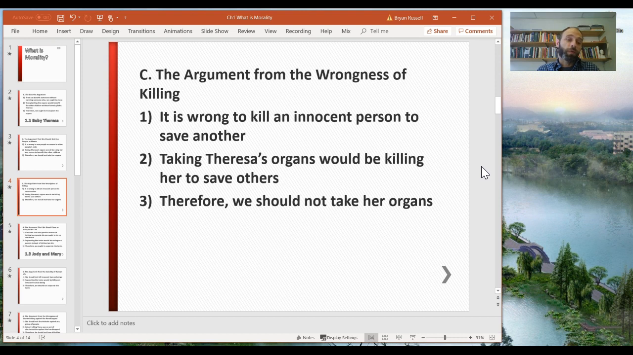All right, so Rachels concludes about this case that there are stronger arguments on the side of harvesting the organs and distributing them. I'm interested to hear what you guys think about this case in the discussion, but for now, let's move on to the case of Jody and Mary.